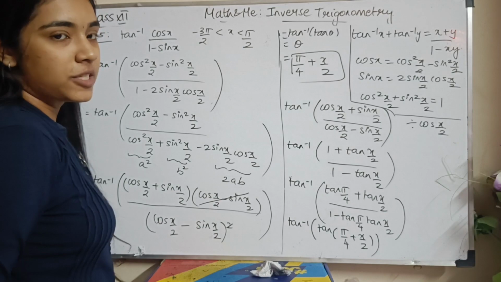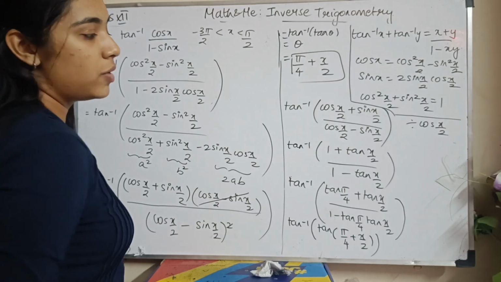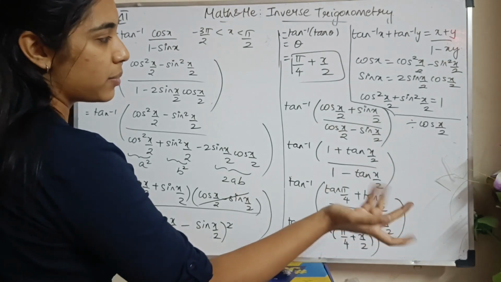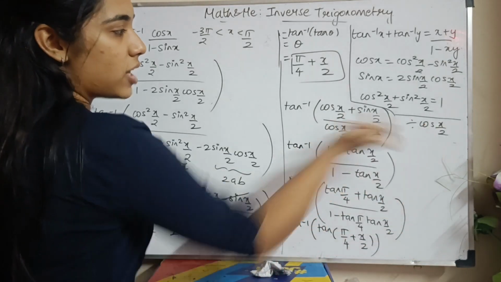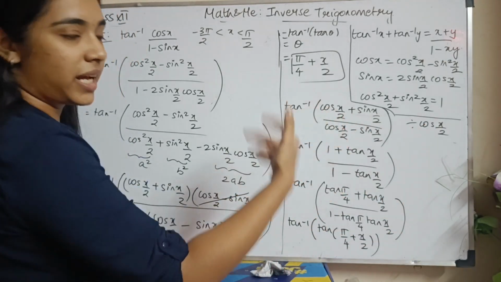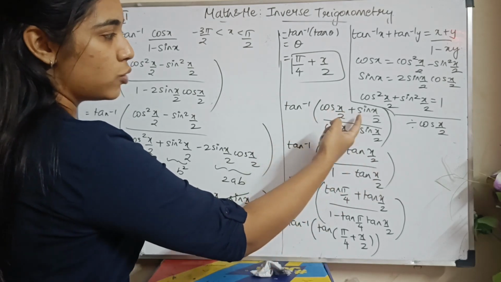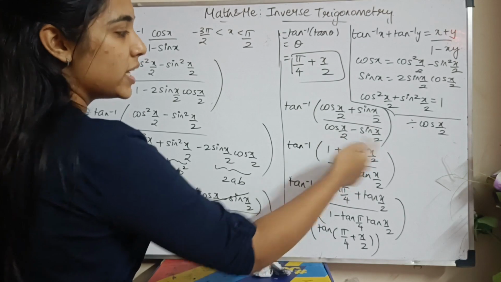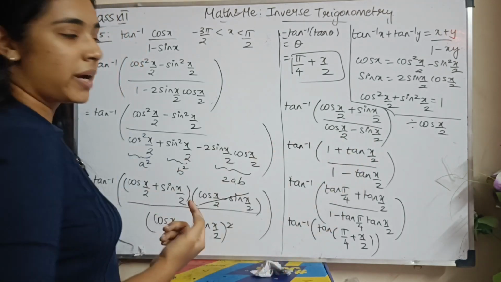When we are dealing with inverse functions, we know very well about tan functions rather than sin and cos. So if I want to change this to tan, what should I do? I need to divide by cos. If I divide by sin, I'll get a cot, but I needed tan, correct? So cos x by 2 plus sin x by 2 divided by cos x by 2 is going to be 1 plus tan x by 2. In the denominator it becomes 1 minus tan x by 2.